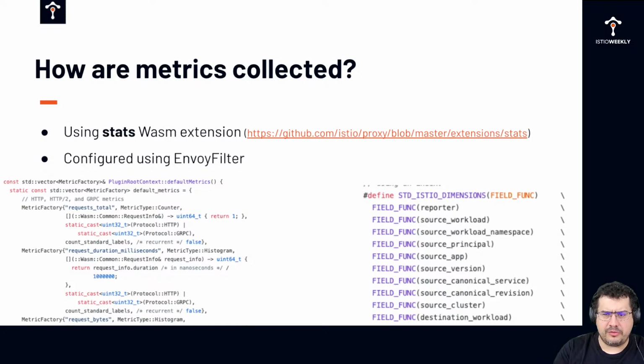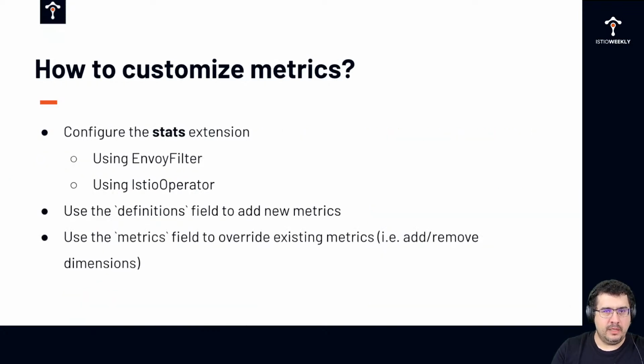I also have two screenshots here on the slide. On the left side, there are all these default metrics that are defined in the stats WASM extension. So there's request total, request duration milliseconds. And on the right side, we have all the default dimensions that get included in each one of these metrics.